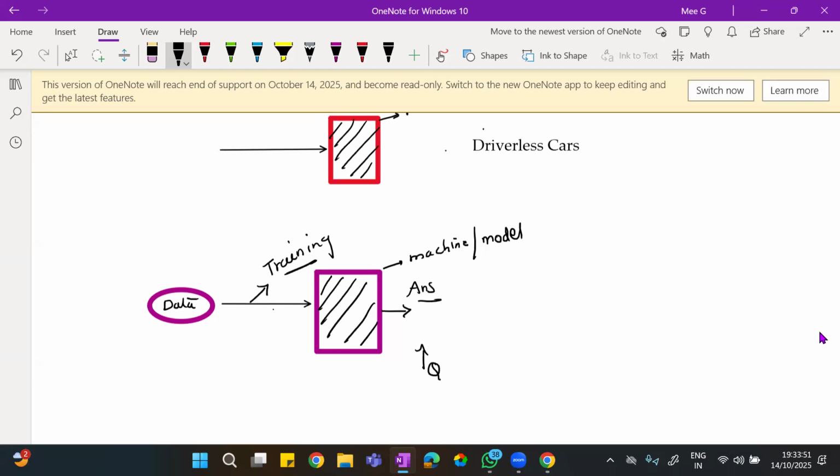Now we are slowly moving into the AI terminologies. So this is a model. You can ignore this machine as of now. This is nothing but a model. I will explain what a model is.